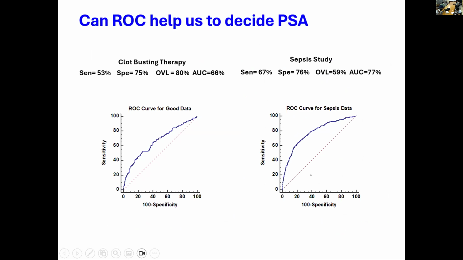This is the clot busting study, with 80% overlap. So the corollary is that the AUC has to be lower, and the AUC is closer to this diagonal line, which suggests that there is no need for PSA analysis.